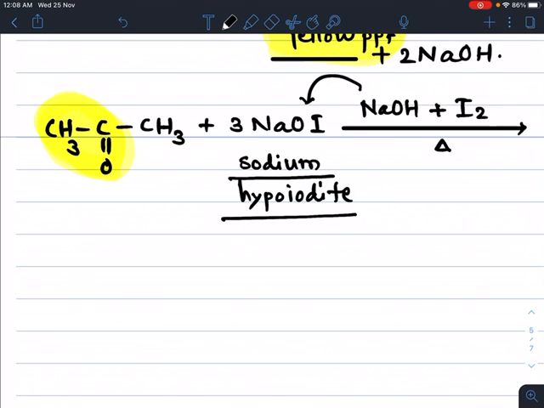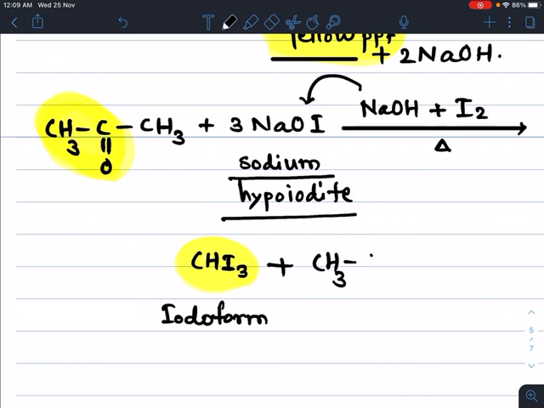So we get the main product CHI3, the yellow precipitate of iodoform, plus a byproduct. What do we get as the byproduct? CH3COONa, as the ONa combines with the CH3CO group. So we get one more byproduct, CH3CO as it is, combined with the ONa group, with removal of the remaining twice NaOH.